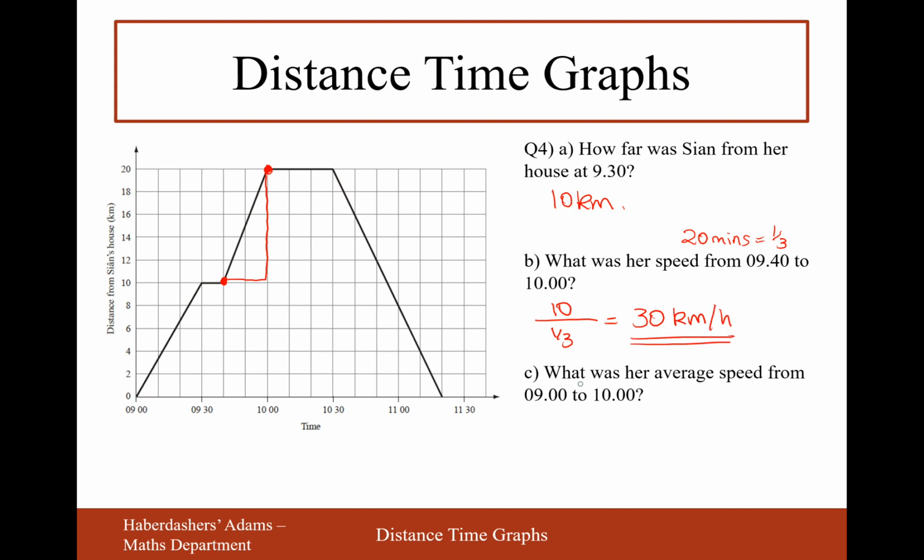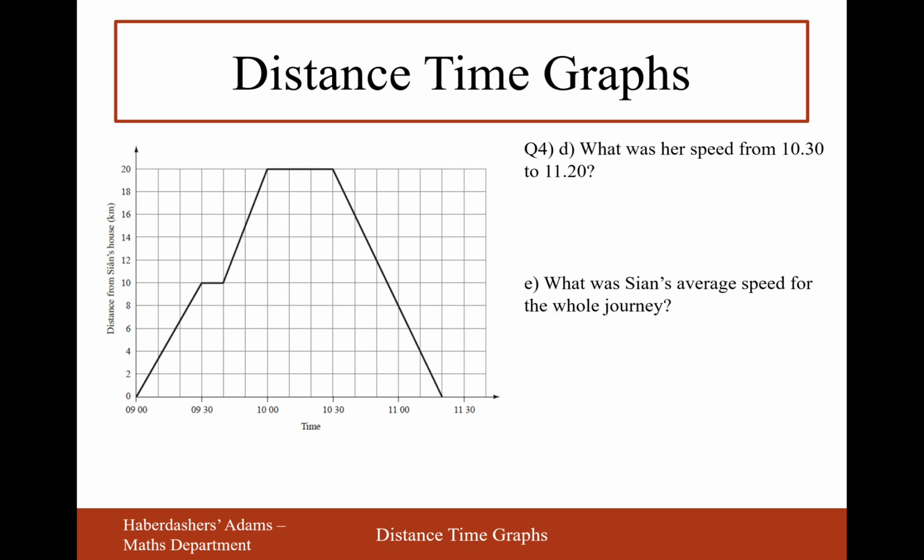And moving on to part C, what's our average speed from 9 o'clock till 10 o'clock? Well, from 9 o'clock it was at 0, 10 o'clock she was at 20, so that total distance there was 20 divided by the time it took her. That was 1 hour, from 9 till 10, so it would be 20 kilometers per hour.